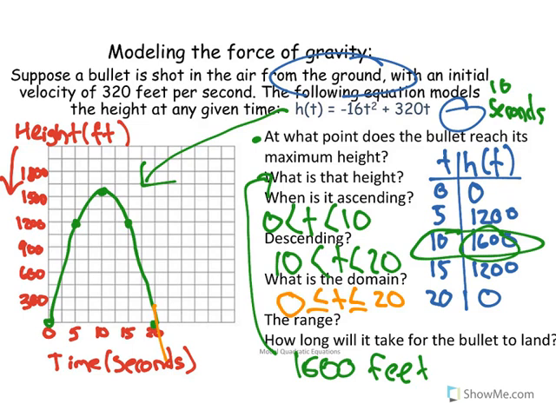And as far as the range, we need to just look at the maximum height, and we need to look at the minimum height. So we'd say 0 is less than or equal to the height, h of t, and that's less than or equal to the maximum height, which is 1600.